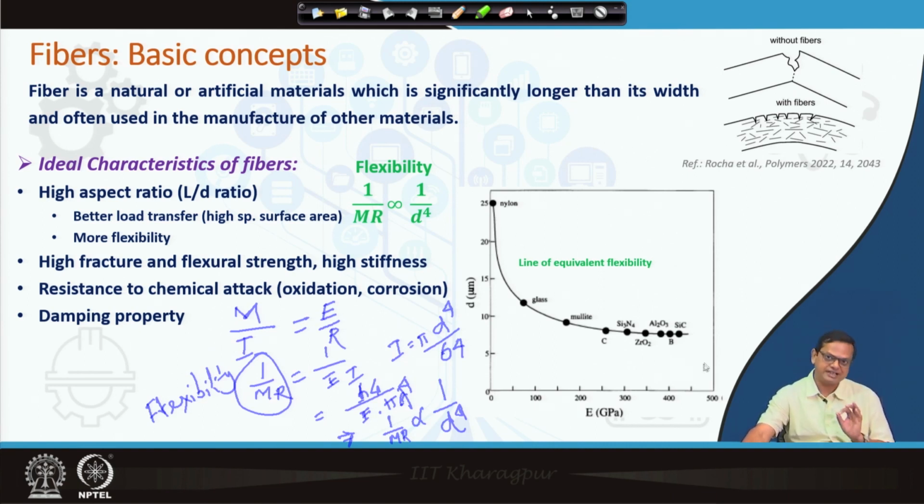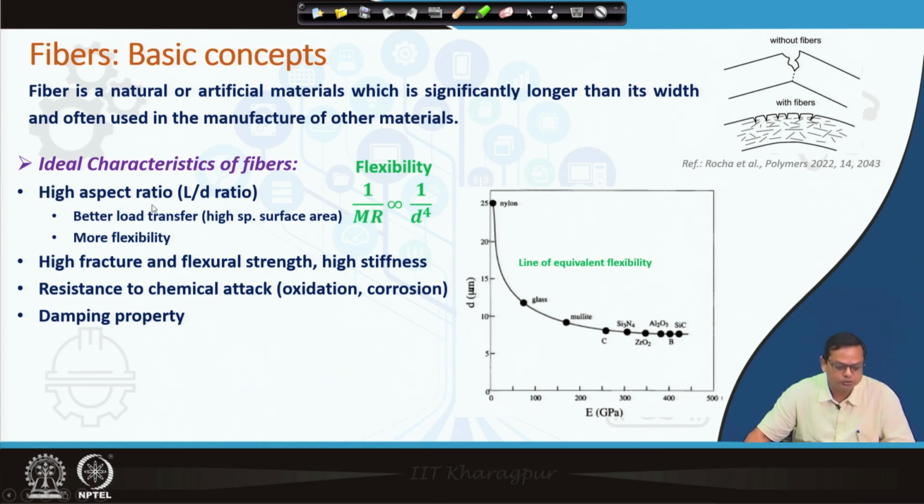So, the nutshell is that if we talk about very high modulus fibers, we have to see that the fiber diameter is low enough, so that we attain a good amount of flexibility in those high modulus fiber materials. High aspect ratio leads to better load transfer and more flexibility. The next point, which is again very important for fibers, is that they must have very good mechanical properties in terms of high fracture and flexural strength and high stiffness.